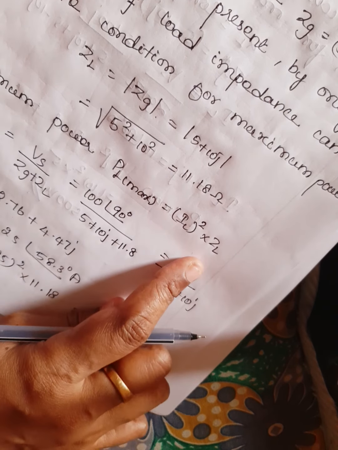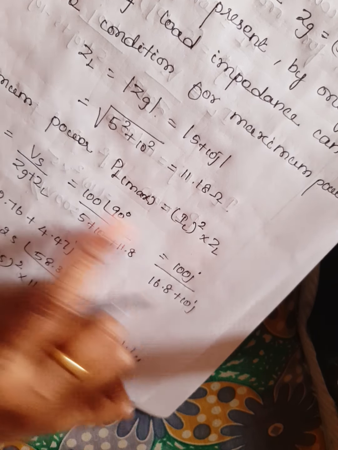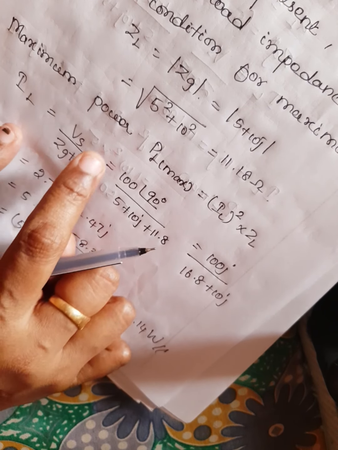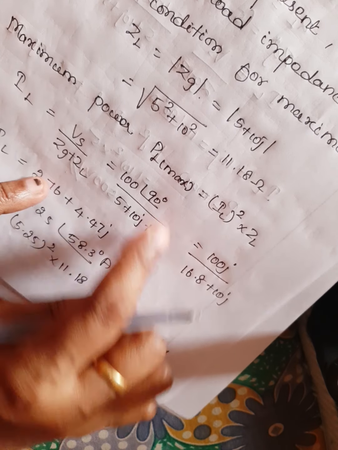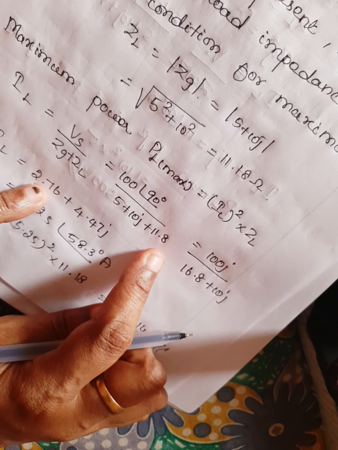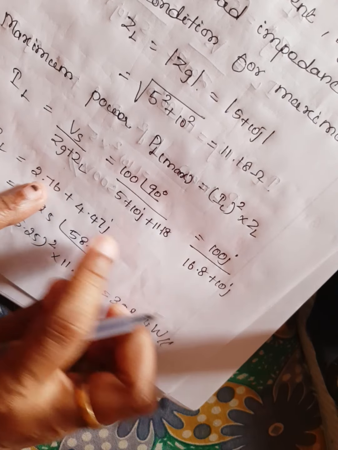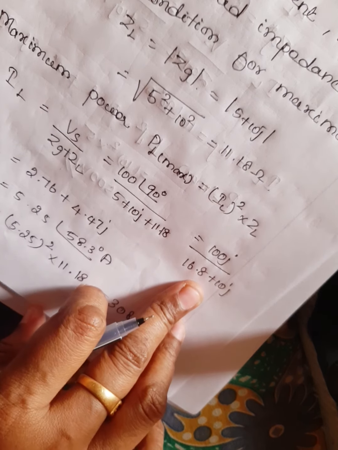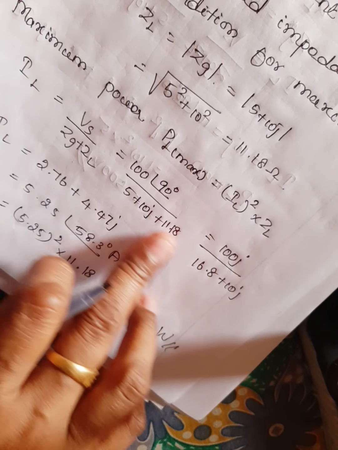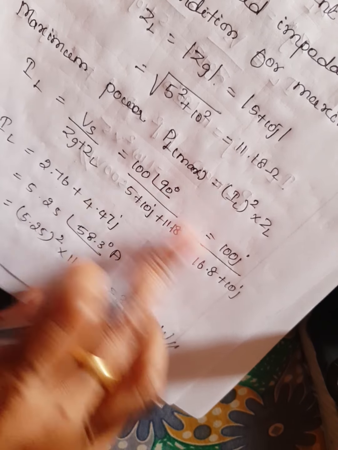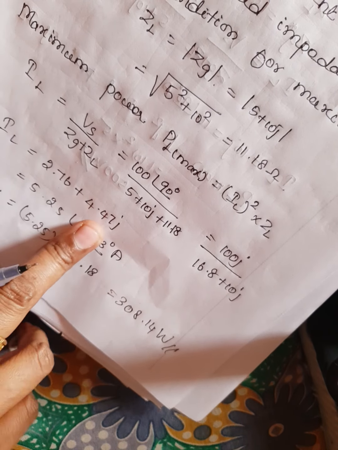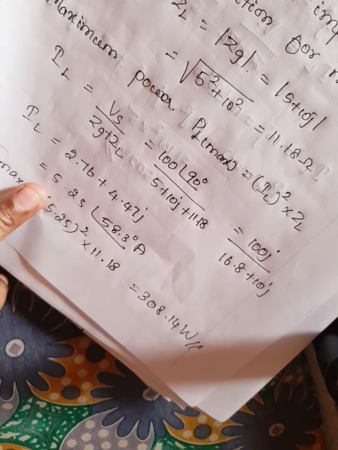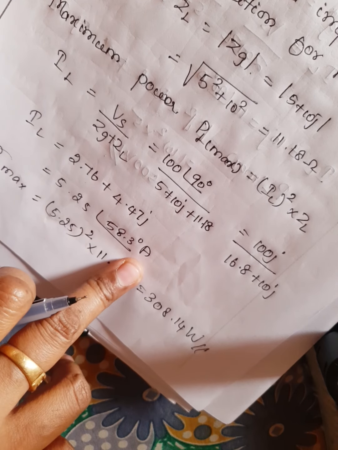How can you find it? I squared ZL. In order to find the maximum power, you need the value of IL. So what is IL? Vs by Zg plus ZL. Vs we know, Zg is the internal impedance, and ZL value we found, that is 11.18. After adding, you got 16.8 plus 10j, and here you are converting this polar form to rectangular form. So we got IL as 2.76 plus 4.47j. When converted to polar form, 5.25 angle 58.3 ampere.